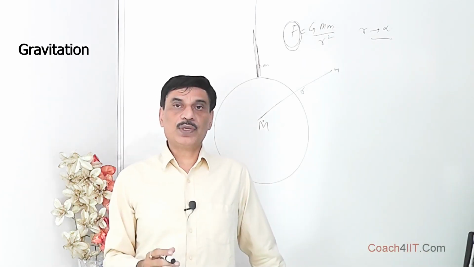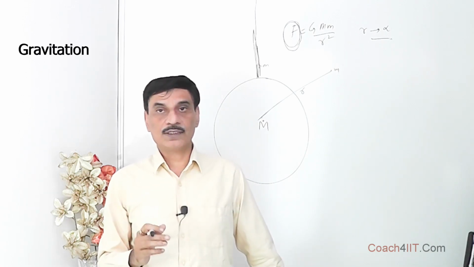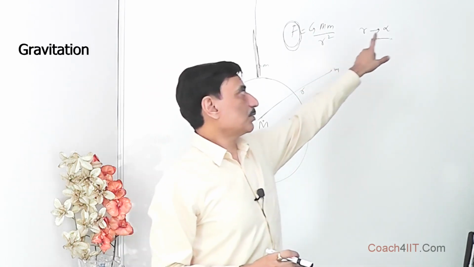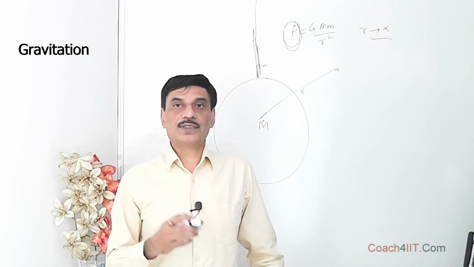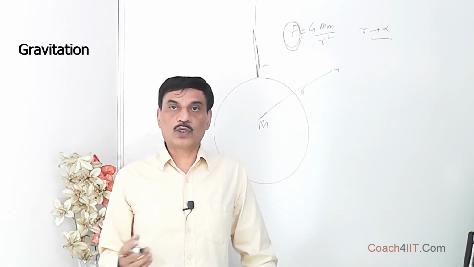So indirectly we are saying that escape velocity is that minimum velocity that should be given to this body from the surface of Earth so that it just reaches infinity. For Earth it is 11.2 km per second, and for the Moon it is around 2.4 km per second.